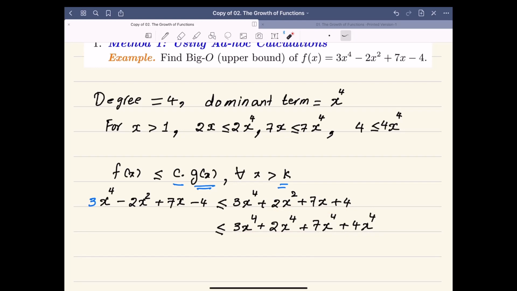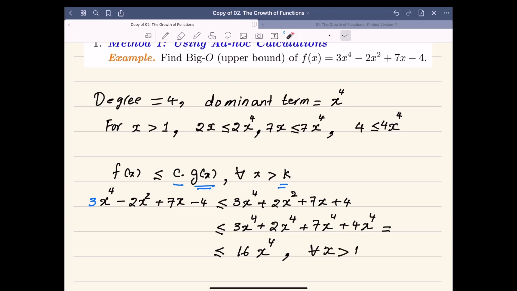So what I have done here, I have replaced all other terms by the dominant terms and keeping the coefficients of these terms positive. Now, since all the terms of this polynomial have the same term, x raised to power 4, just simply add the coefficients, and this equation is equal to, we can keep less than or equal to, it doesn't matter. So this will be x raised to power 4, and we add 3 plus 2 is 5, 5 plus 7 is 12, 12 plus 4 is 16, so we write here 16. And this relation is true as long as x is greater than 1.